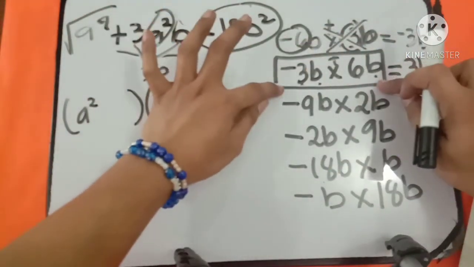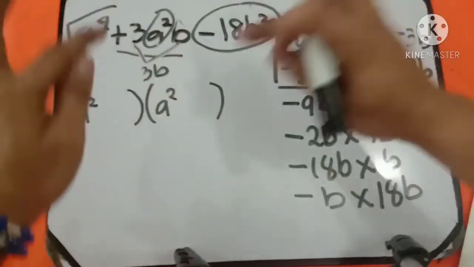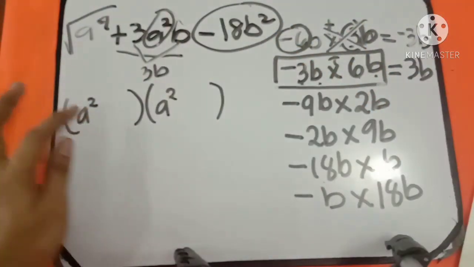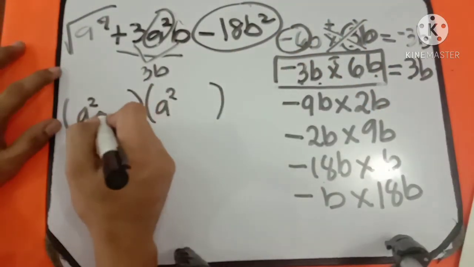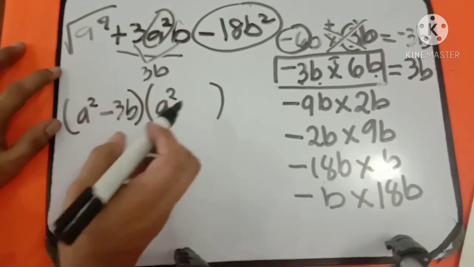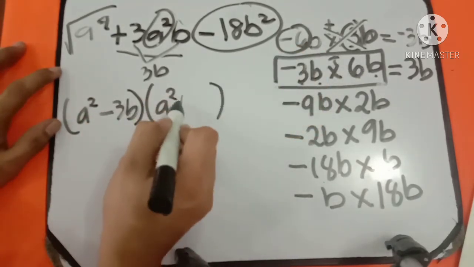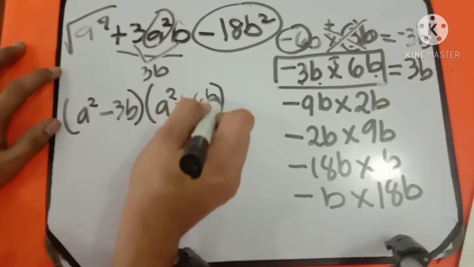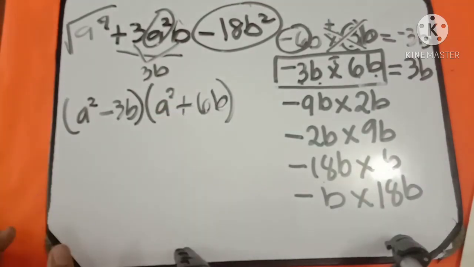So, we use these two factors as our last term. So, we have here negative 3b, and positive 6b, so here plus 6b. If you have some doubt, let's check. We use the FOIL method.